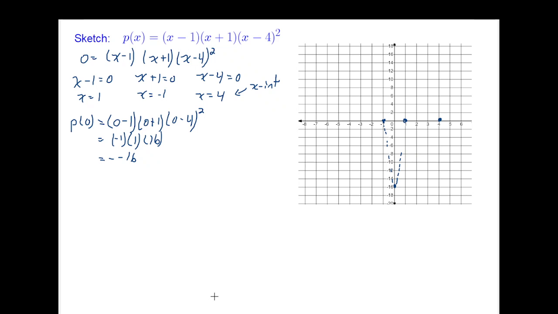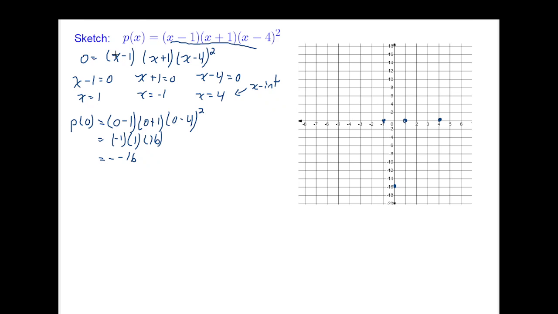So let's just backtrack here a bit. One of the things that we can do, a couple of things that we can do, is we want to test this function right here. We want to test it out for values kind of to the left of our leftmost intercept and to the right of our rightmost intercept. That will give us some indication of what the end behavior of this function is.